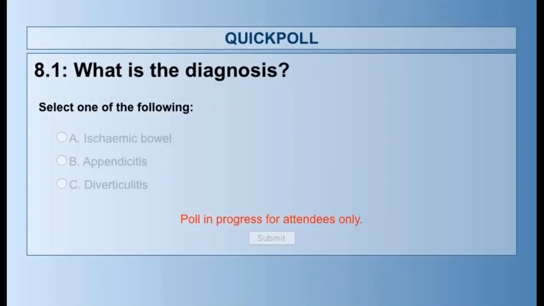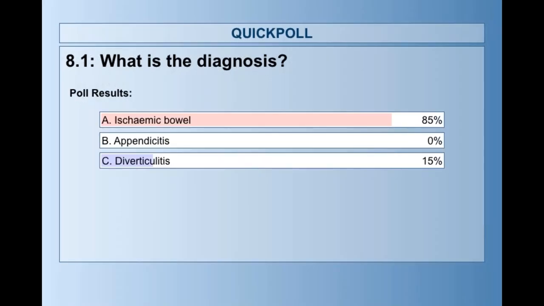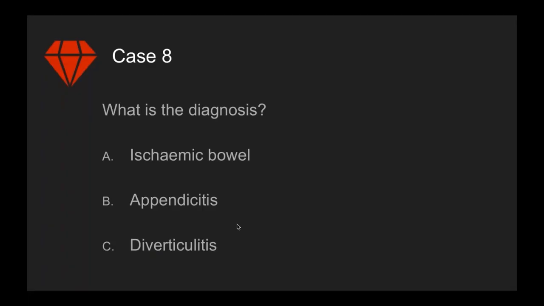So if we go to the poll, okay, the answers, yep, again, the majority is correct. We've got some clever registrars here today. This is ischemic bowel. And why is it ischemic bowel?